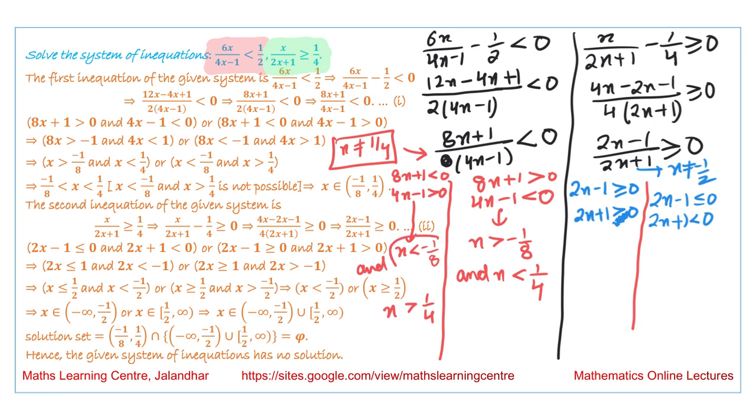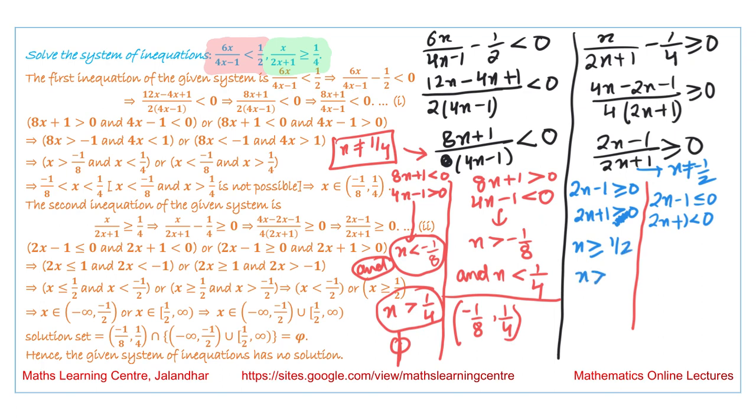We are saying x is less than minus 1 by 8, x is greater than this, and in between these two, so the answer we are getting is the interval from minus 1 by 8 to 1 by 4, and the interval is open. In this second case, from the first equation we have x is greater than equal to 1 by 2, and x is greater than minus 1 by 2.